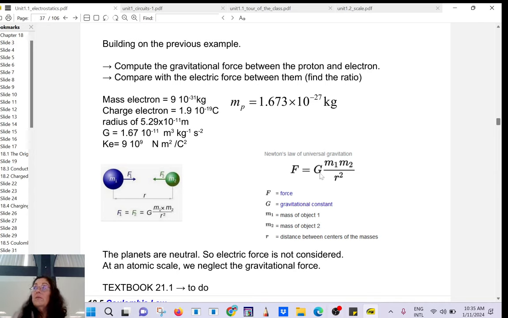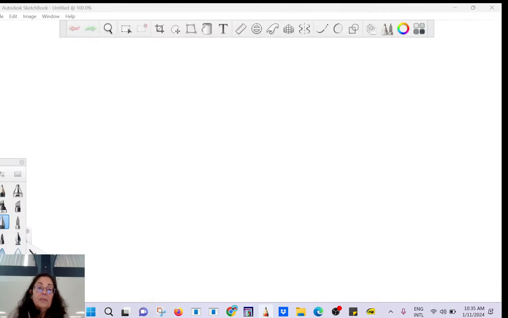So the gravitational force is G times the mass of a proton times the mass of an electron, divided by the distance squared. You have two ways to do it, but actually you don't need the distance because the distance is the same. Do you understand the question? Okay, let's do it again.